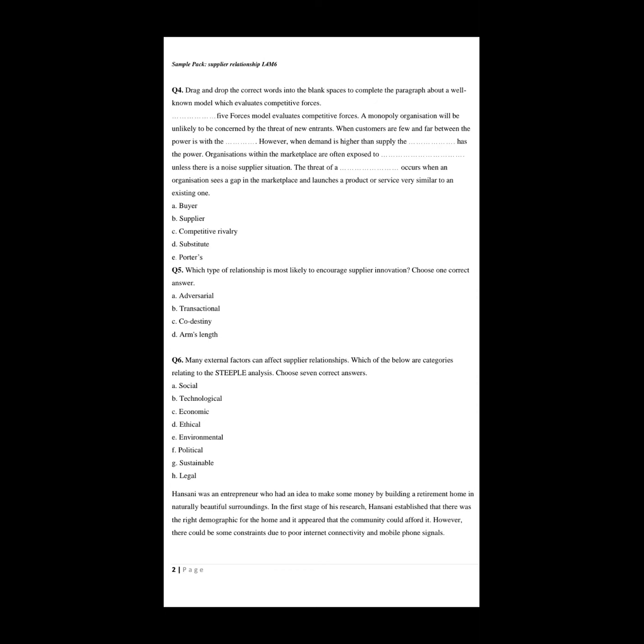Yes, when customers are few and far between, the power is with, so when customers are few, the power is with who? The buyer. The buyer, yeah. However, when demand is higher than supply, the supplier has the power.